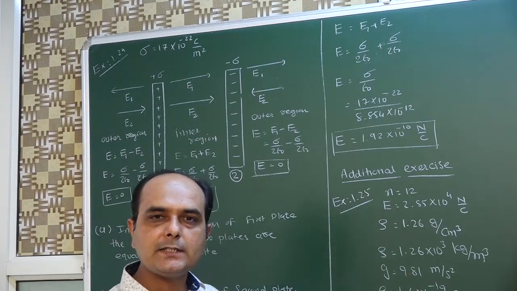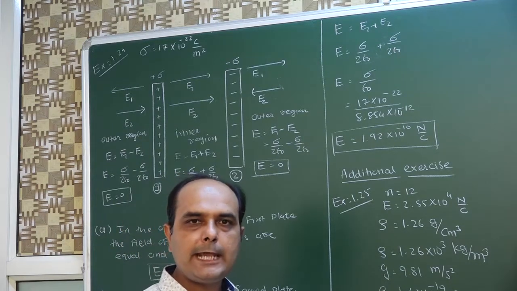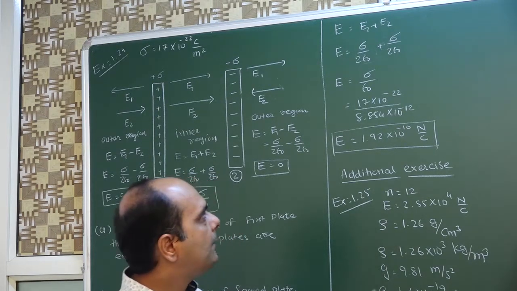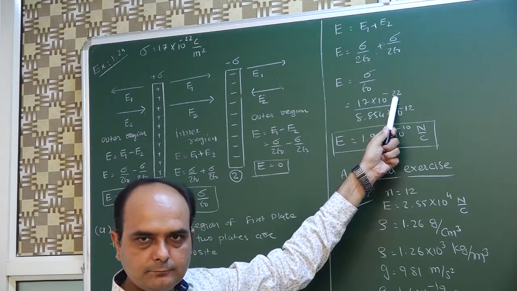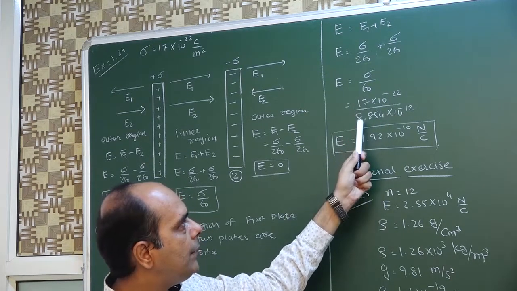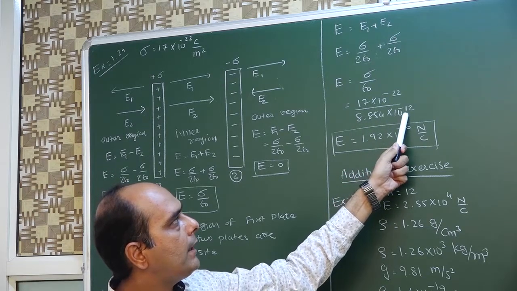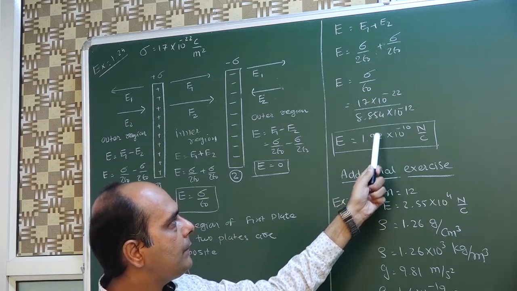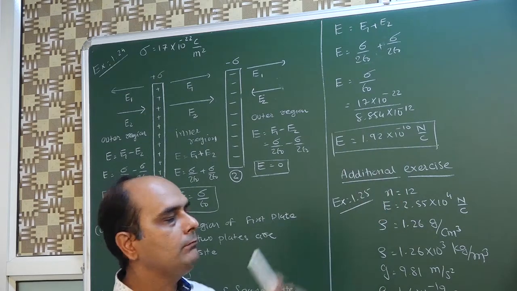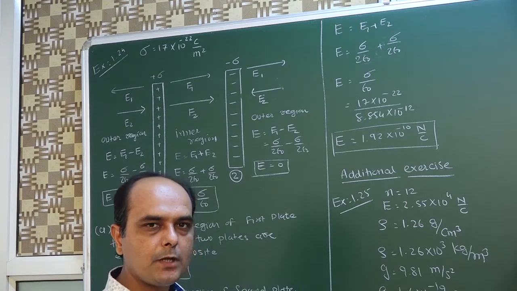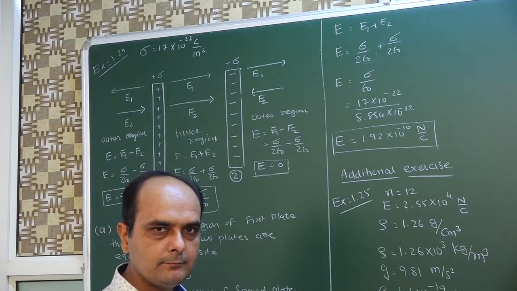Between the plates, the electric field is sigma by epsilon 0. Sigma is given, and epsilon 0 we know very well. Therefore sigma is equal to 17 into 10 to the minus 22 and epsilon 0 is equal to 8.854 into 10 to the minus 12. By calculating, your answer will be 1.92 into 10 to the minus 10 newton per coulomb. Okay, now example number 24 is completed.